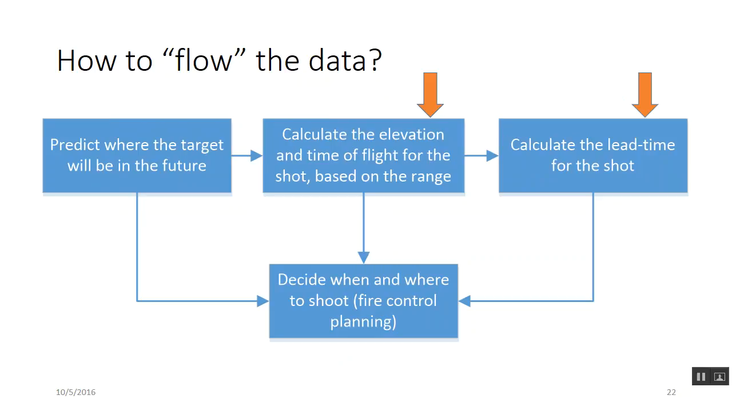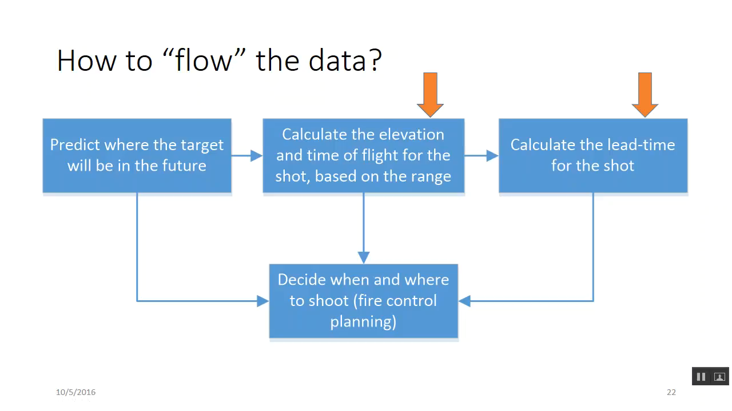The things we're going to do today are in the orange arrows. We're going to calculate the elevation and time of flight, and then we'll calculate the lead time for the shot. We're going to put off the prediction and the decision control until next time. They are more complicated, and I'm working on making them less complicated so that we can do it in a couple hours. But these two are pretty fun.